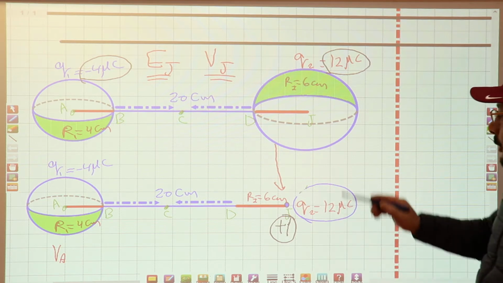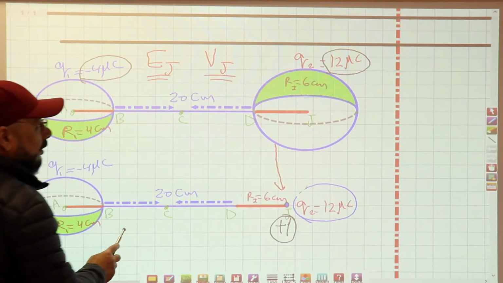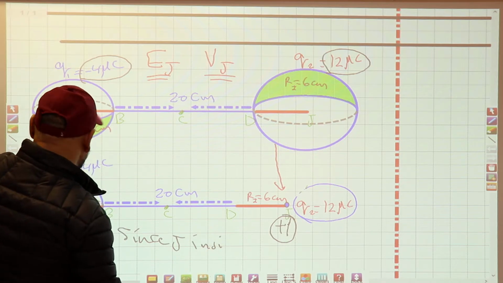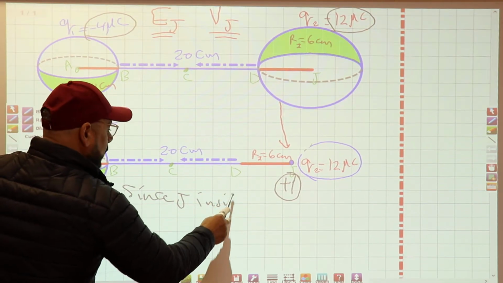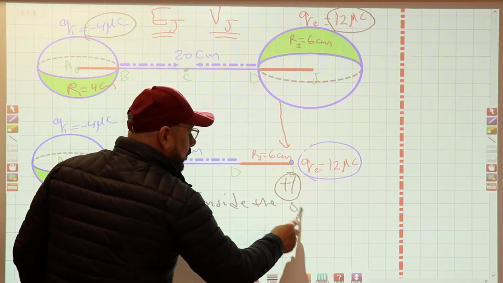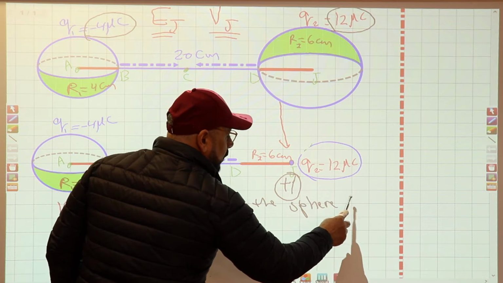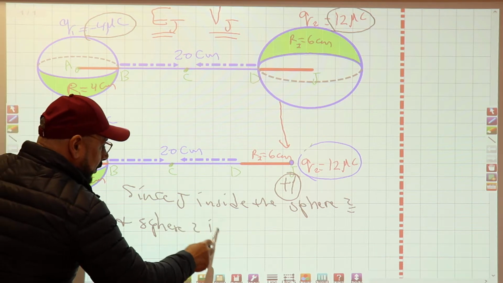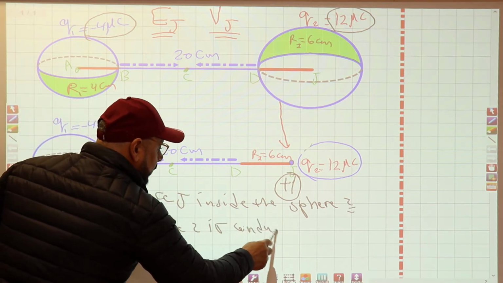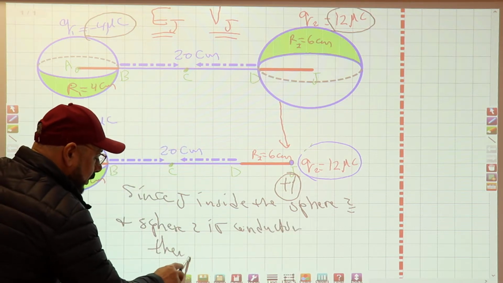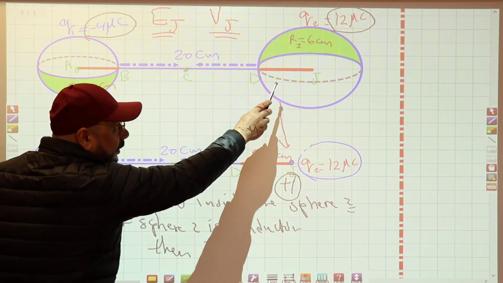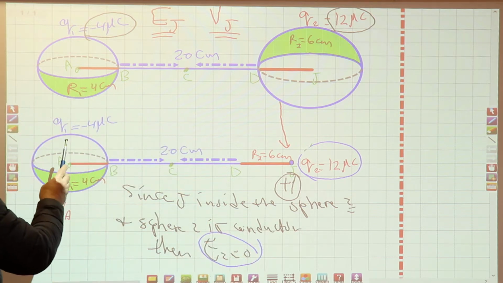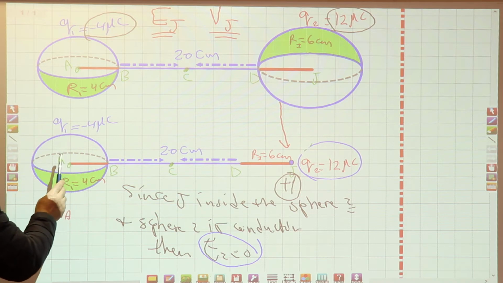Since J is inside sphere 2, and sphere 2 is a conductor, then E of 2 equals 0. You remember this, guys? Because it's a conductor. The only electric field we're going to have at point J comes from this guy.